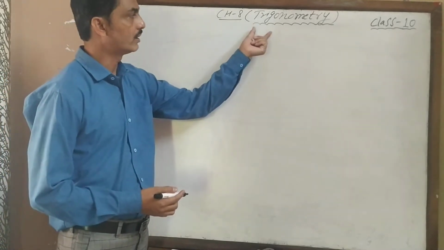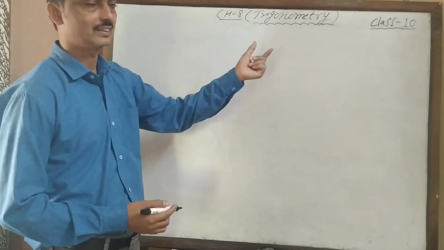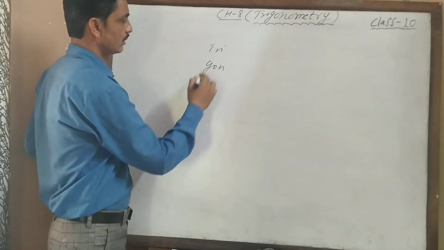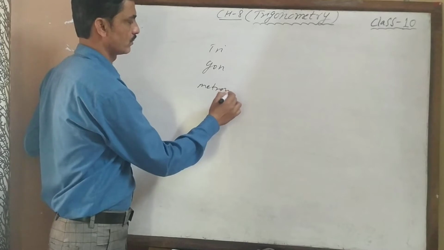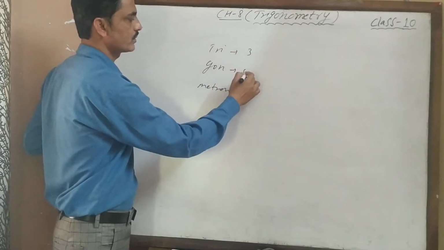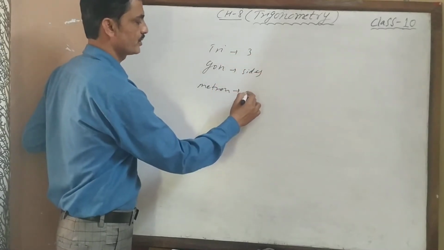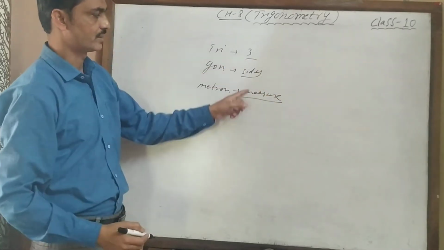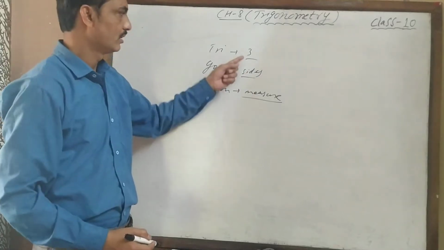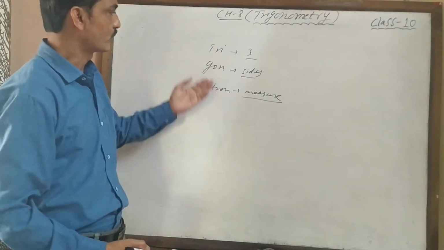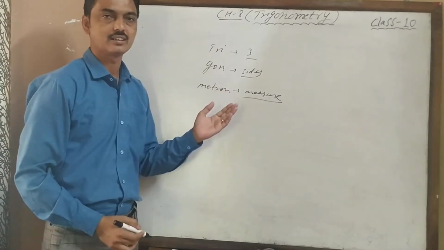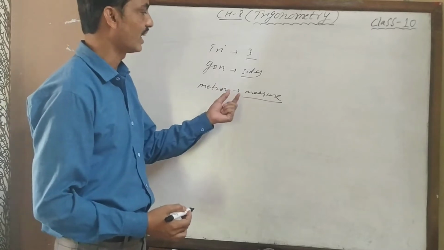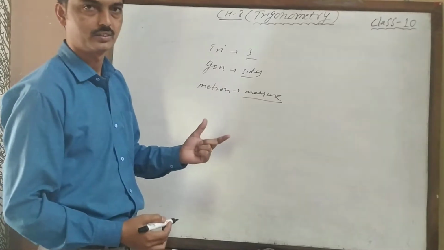Actually, the word trigonometry comes from the Greek words tri, gon and metron. Tri means three, gon means sides, metron means measure. Three sides measure. And we know that in a triangle we have three sides. So trigonometry is the study of the relationship between the sides and the angles of a triangle, right?